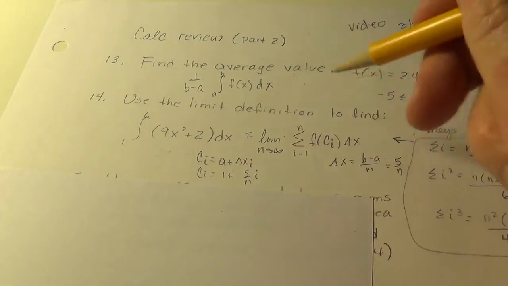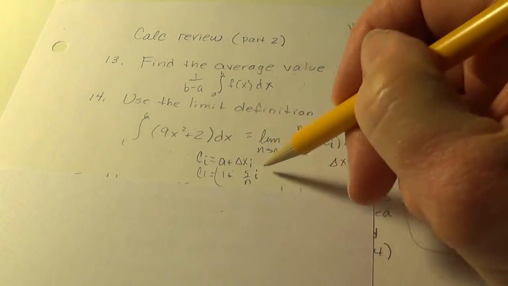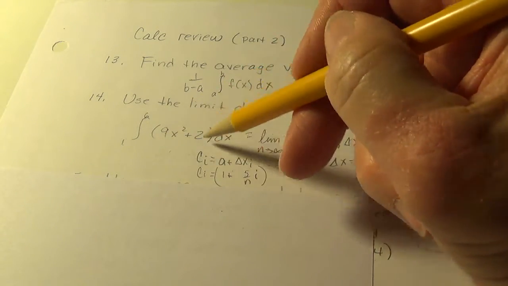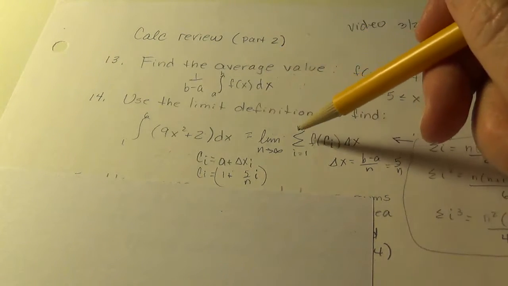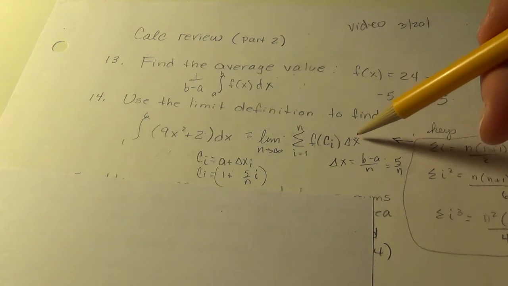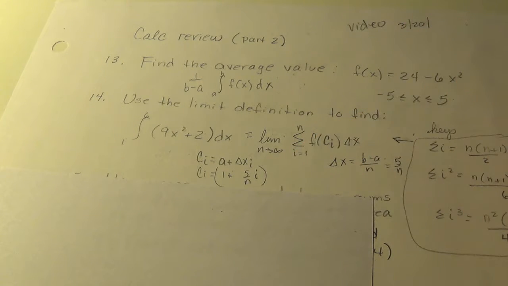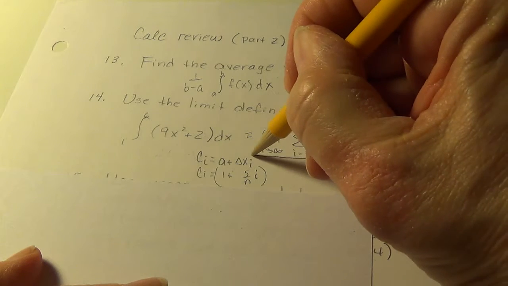Alright, so that is going to go into the function. So it's going to be 9 times this quantity squared plus 2. So we're going to mess with that and simplify that, and then multiply the 5 over n, which is sitting here, through to that whole thing. I don't know if you follow that, but look at some of your older examples, and I'm sure you will. So, again, this is our guiding light here.